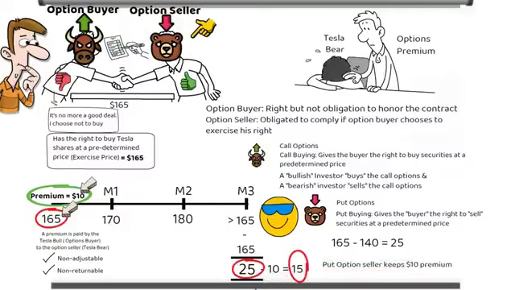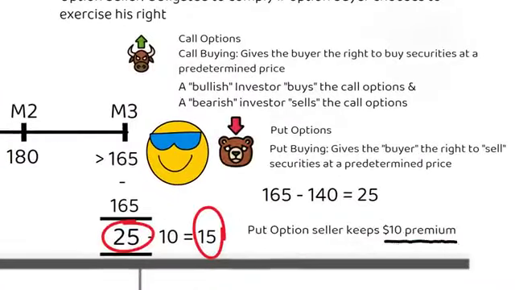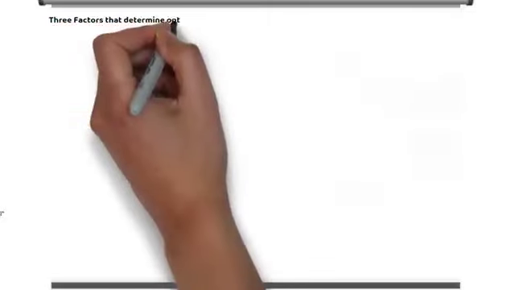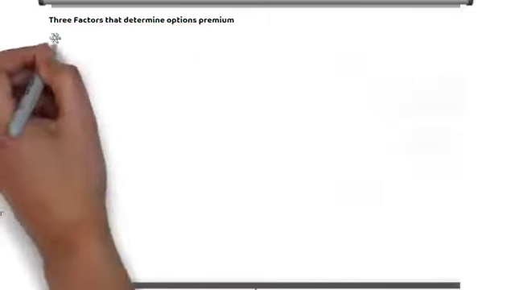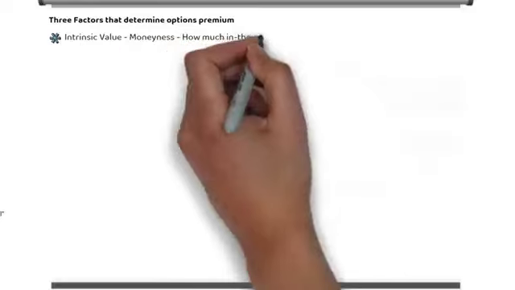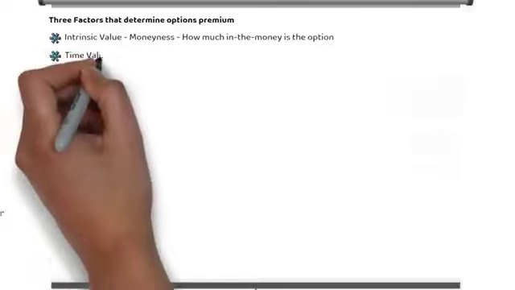But how is a premium calculated? The premium of options is derived from 3 main factors. 1. The intrinsic value or the moneyness of the option, which tells how much in the money the option is. 2. Time value of option.